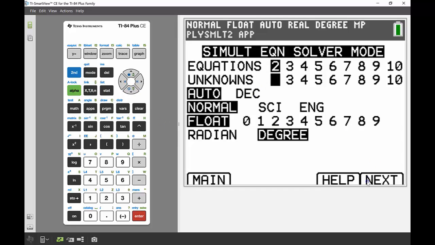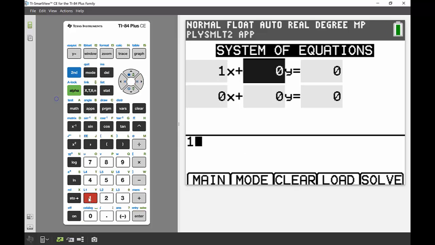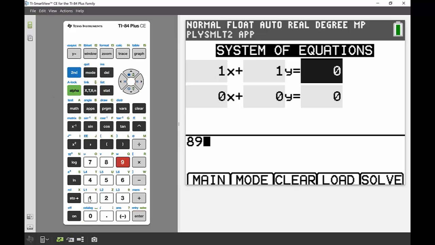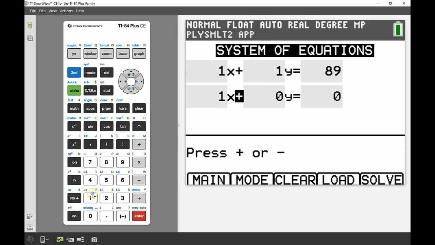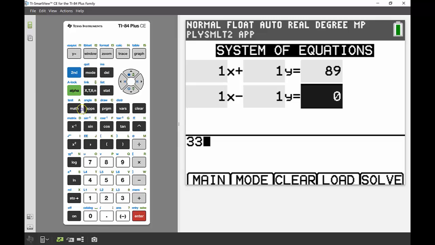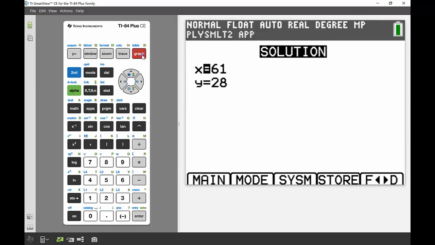Once I've set that up, I'm going to again hit the graph button for next. And I can fill in my coefficients of the equation. So it was 1x plus 1y was equal to 89. And 1x minus 1y was equal to 33. So again, I can press solve using that graph button, and there's my solution. So x is 61 and y is 28.